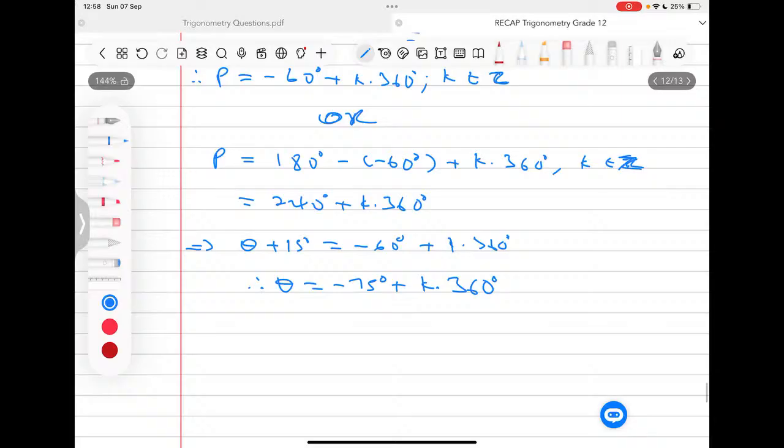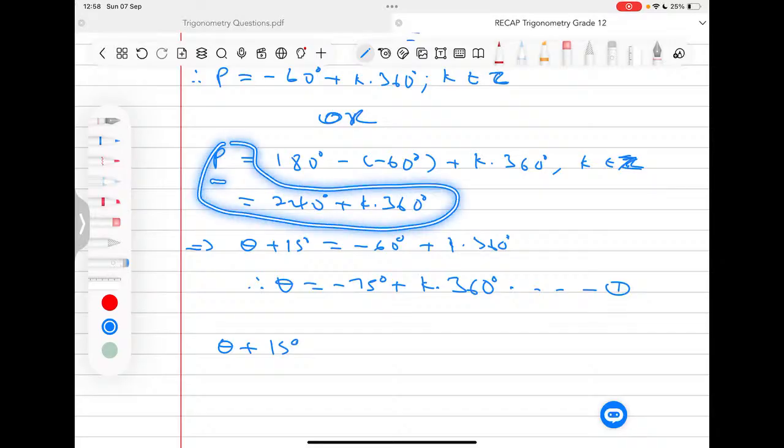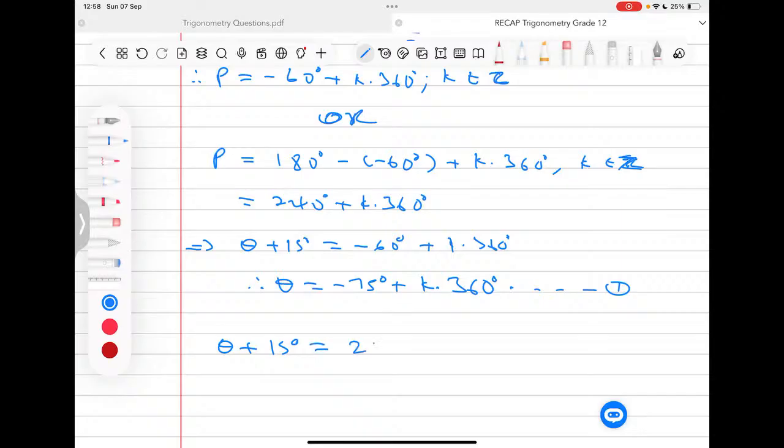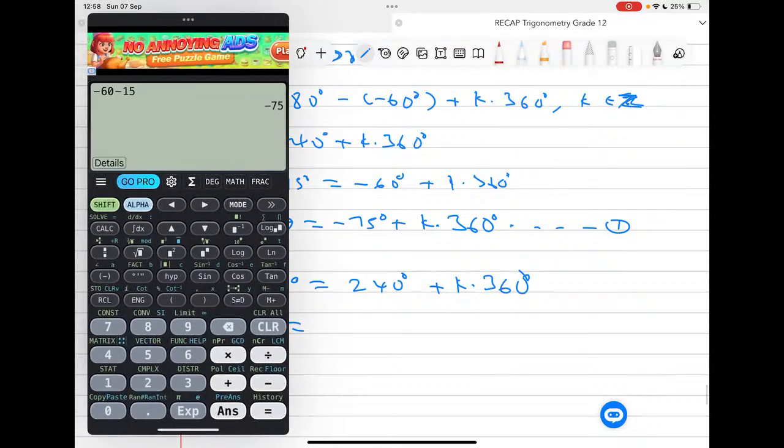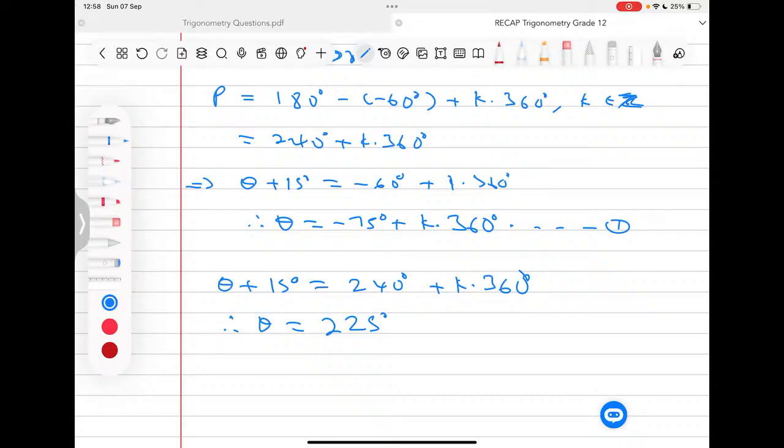And then I can just say this is equation 1. This is my first equation. And then the second equation will have theta plus 15 degrees. Remember, I'm doing this one now. So this would be equal to 240 degrees plus K 360 degrees. Right? And this would mean that my theta would be equal to 240 minus 15, right? And that is 225. So here we're going to have 225 degrees plus K 360 degrees.